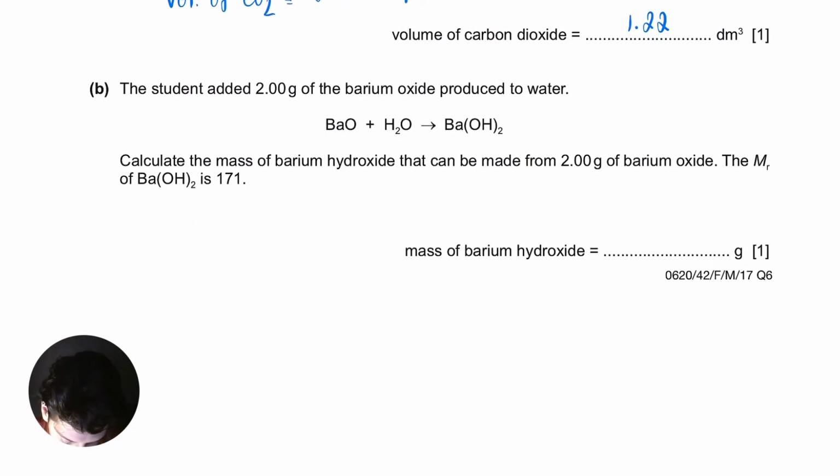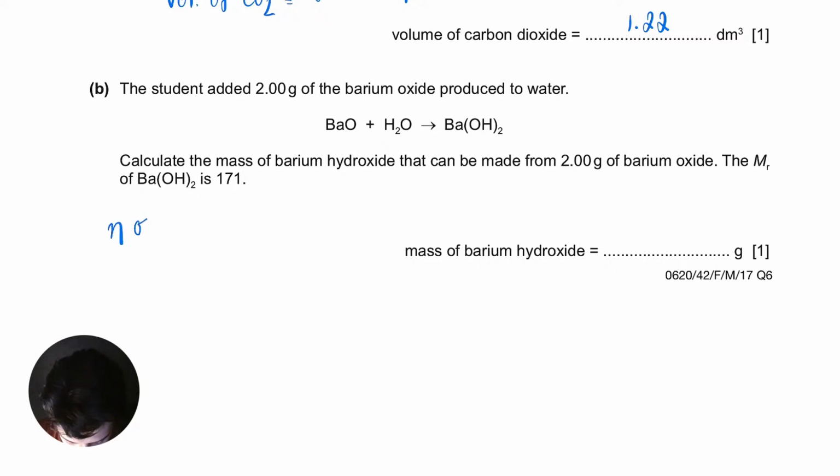The student added 2 grams of barium oxide produced to water. Calculate the mass of barium hydroxide that can be made from 2 grams of barium oxide. It's the same question. If you had 2 grams of this, how much would you produce? So barium oxide, I think they want you to do the shorter way, which I don't really discuss. So we'll do the longer way.